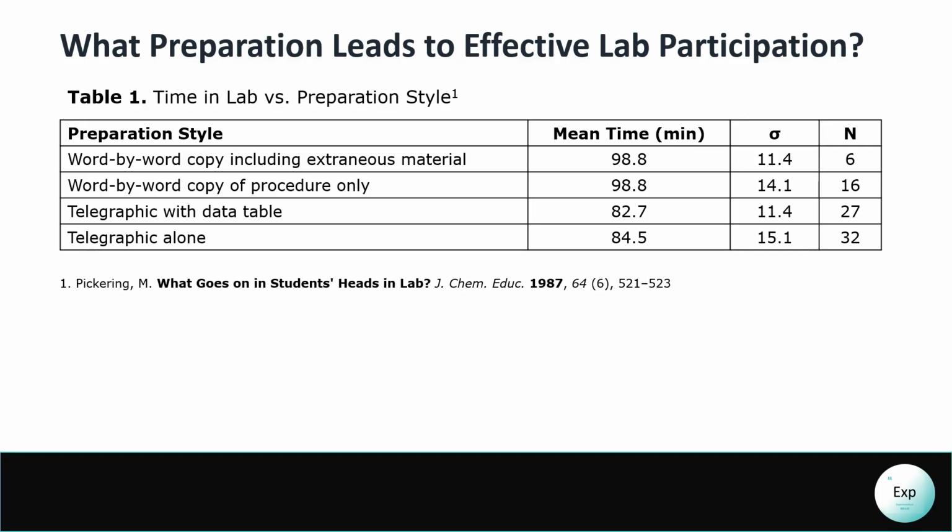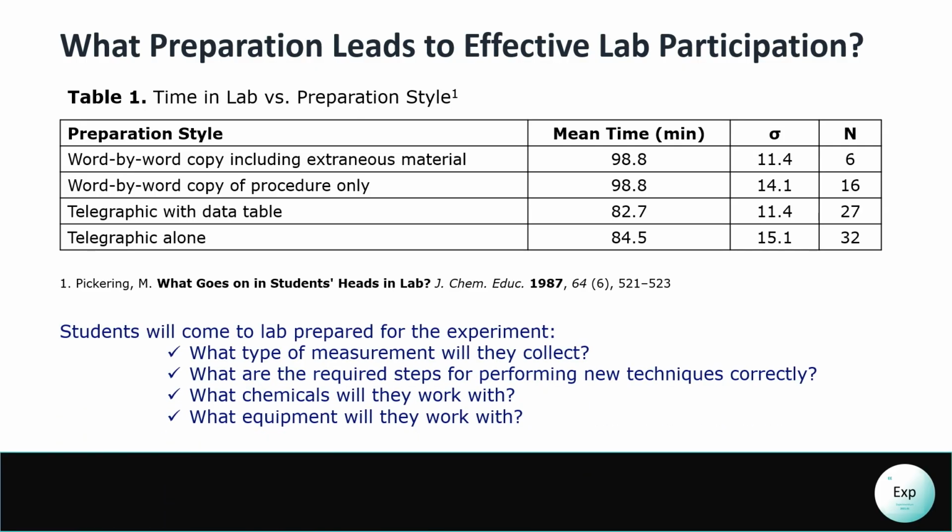Later, if you read the rest of the paper, you will also discover that the level of preparation had a limited impact on the student's success, meaning the efficiency with which the student performed the experiment has limited impact on how much they learn, because that learning was measured on other criteria. So what do we take away from this study? Students should come to the lab prepared, having answers to the following questions. What type of measurements will they collect? What are the required steps to perform any new techniques correctly? What kind of equipment and what kind of chemicals will they work with?